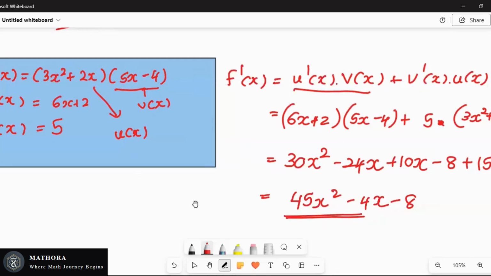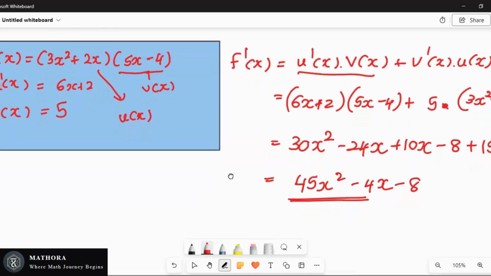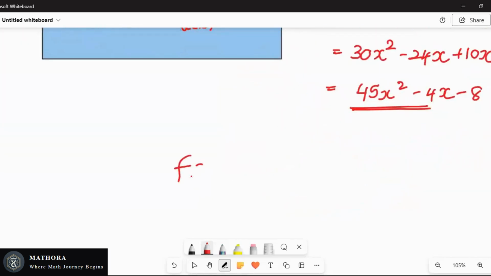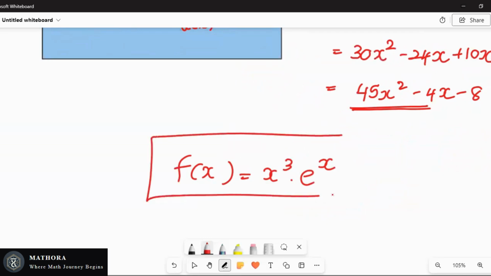Okay, so let's see if you have got this. Try differentiating f(x) equals x to the power of 3 times e to the x. Use the product rule and leave your answer in the comments below. I will pin the first correct solution, right? So this is up to you.